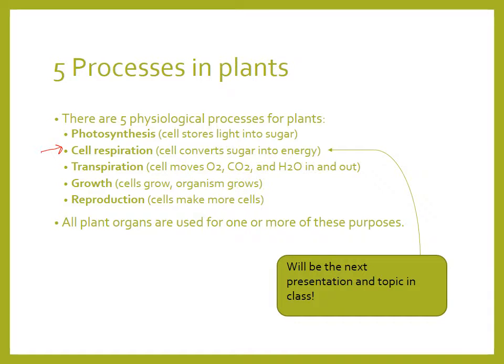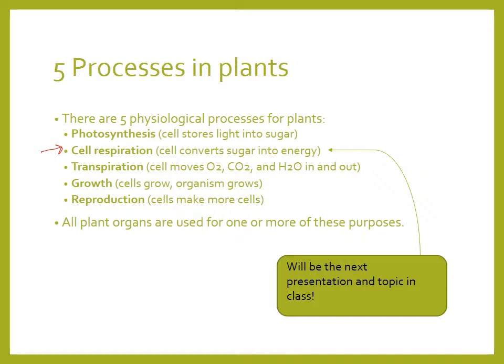Now, cell respiration is basically a process that turns sugar into energy. We use this process too, but a lot of the times kids forget to notice this. Cell respiration does take place in plants. They have their own mitochondria, and that's where it takes place. We will be spending a lot more time talking about this in a lot more detail in the next section. Transpiration is the next process that can occur in plants.